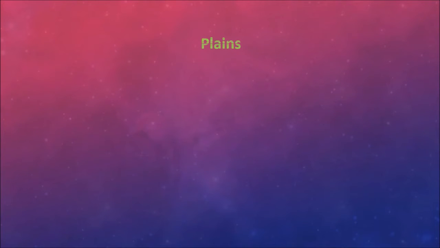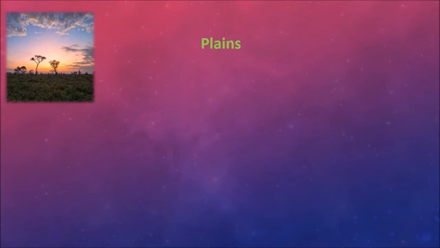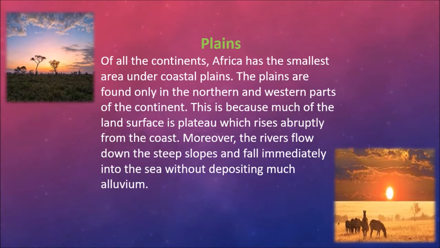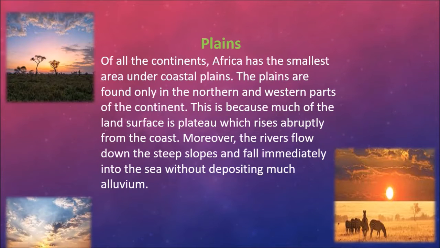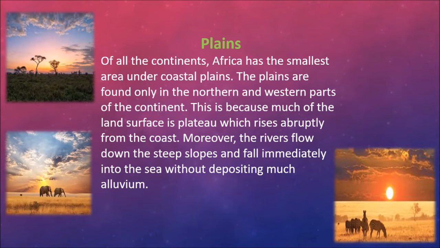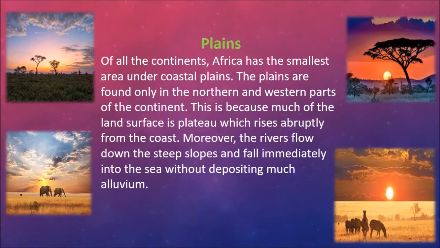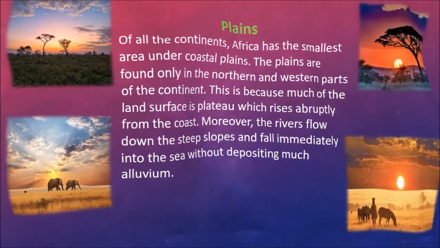Now let us learn about the plains. Of all the continents, Africa has the smallest area under coastal plains. The plains are found only in the northern and western parts of the continent. This is because much of the land surface is plateau, which rises abruptly from the coast. Moreover, the rivers flow down the steep slopes and fall immediately into the sea without depositing much alluvium.